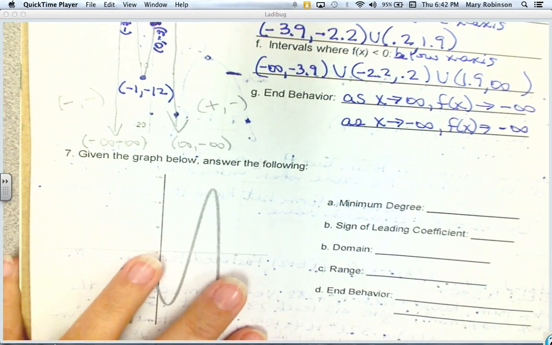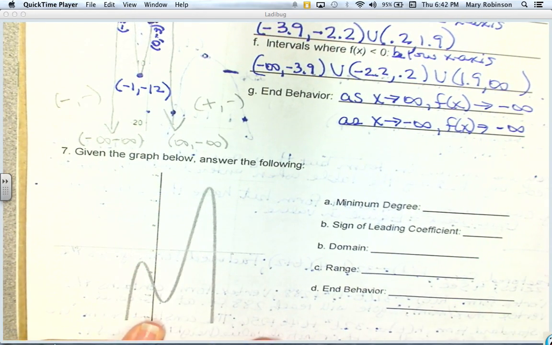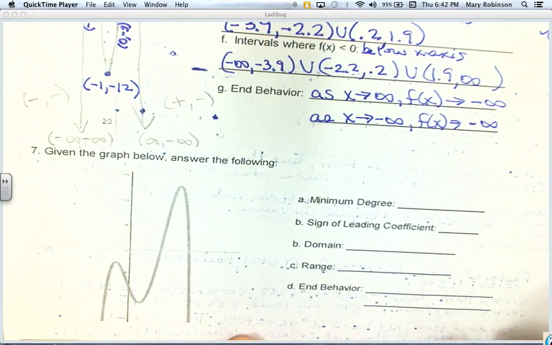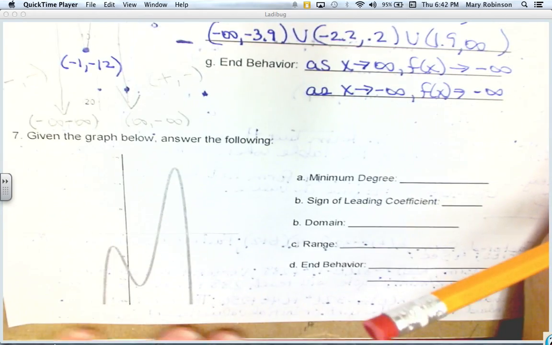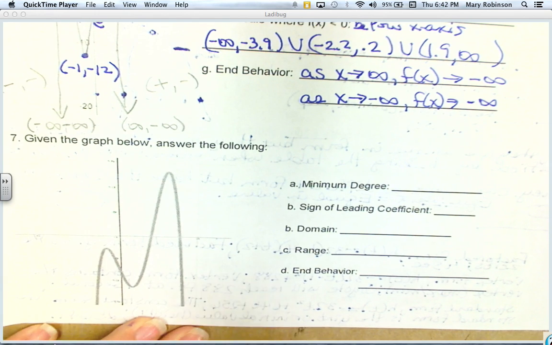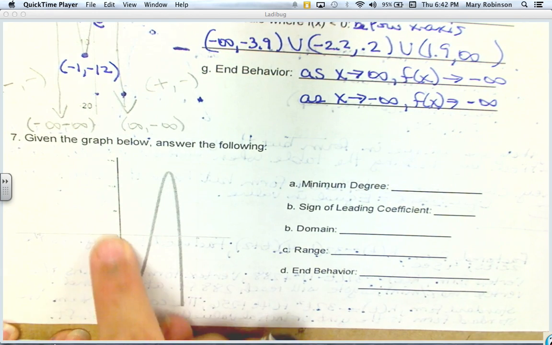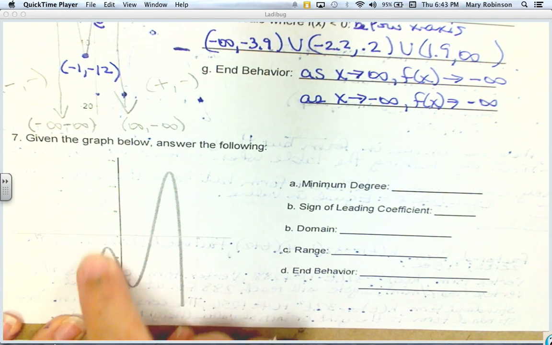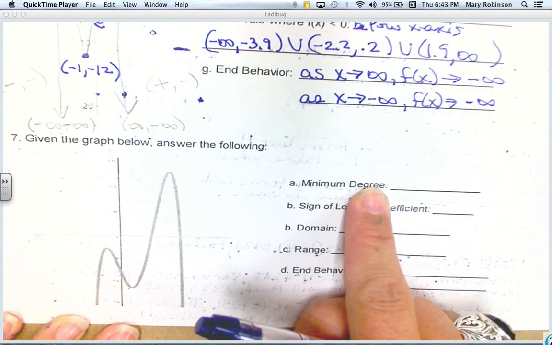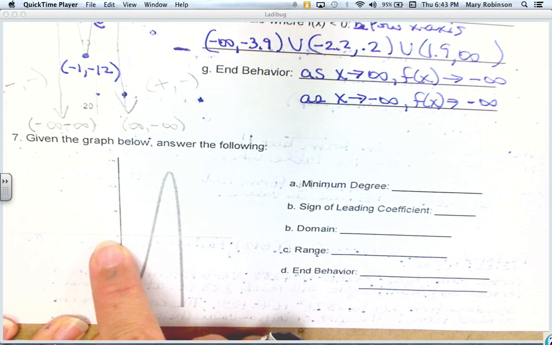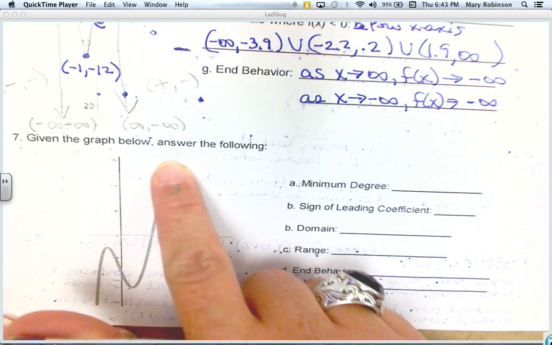Last one here for this video, number 7. Given the graph below, answer the following. You're first asked to state the minimum degree. Remember, we could just use our finger and trace from left to right, and however many times we count after turns, that's what our minimum degree is. 1, 2, 3, 4.